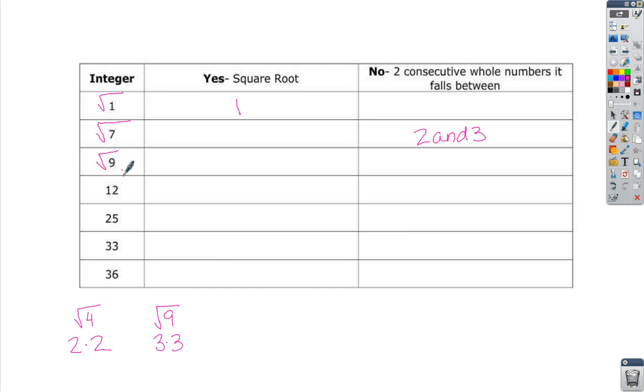What times itself will get us to 9? Well, we already did it. 3 times 3 gets us to 9. And when we take the square root of 9, we get 3.